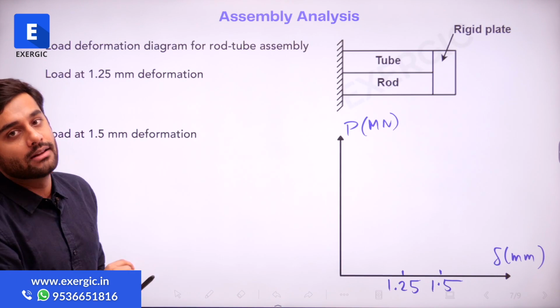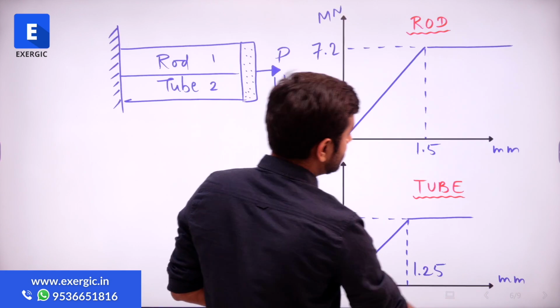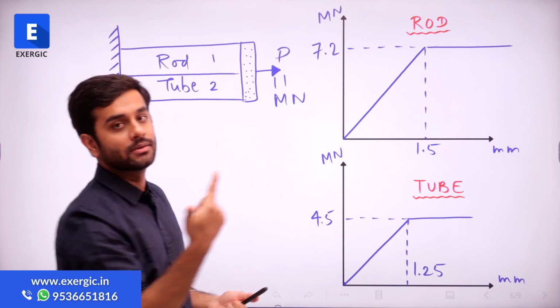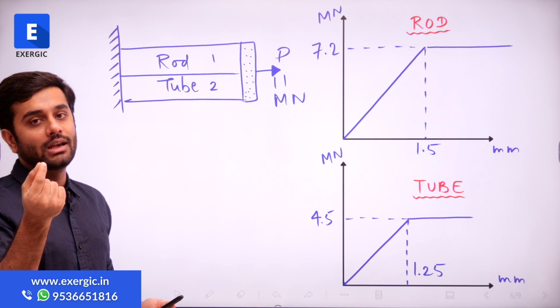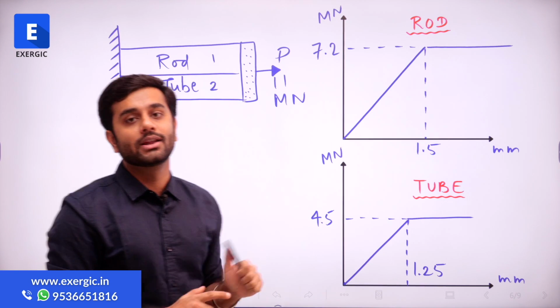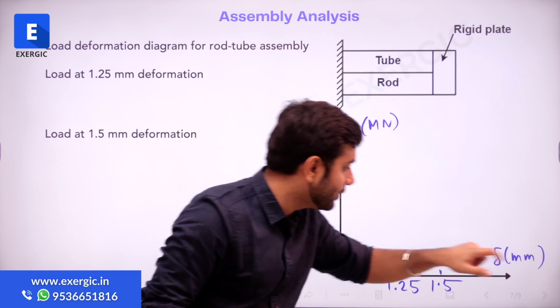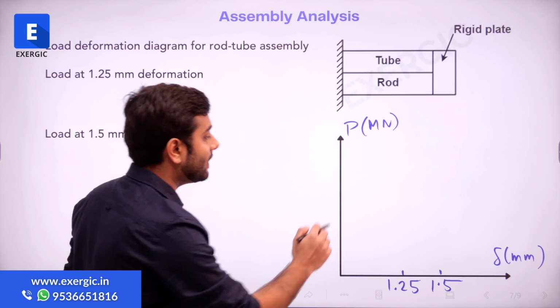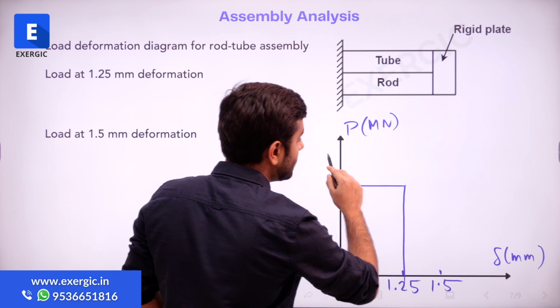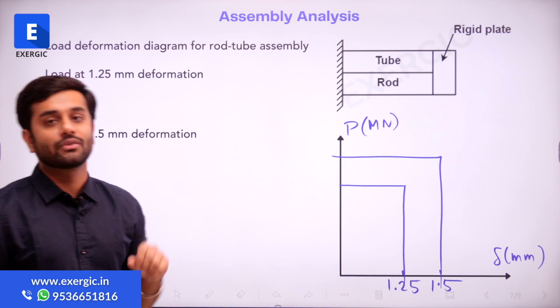We have selected two specific values of deformation. Which two values? This one and this one. The deformation at the yielding of the tube and the deformation at the yielding of the rod: 1.25 mm and 1.5 mm. And we are going to see how much the value of load will be for these values of deformation.